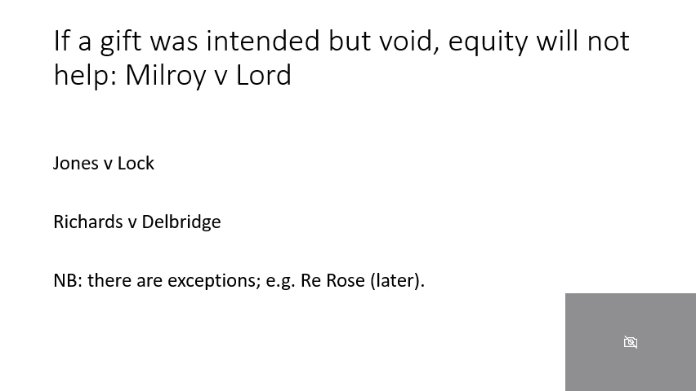Now, what if, looking at the facts, it's quite clear that the settlor or the donor had intended to make a gift of that property, but for some reason, the gift was void because the donor had failed to comply with the formalities? What happens then? Well, if what was intended was a gift, but somehow title hasn't passed because formalities hadn't been complied with, then what can the donee do?